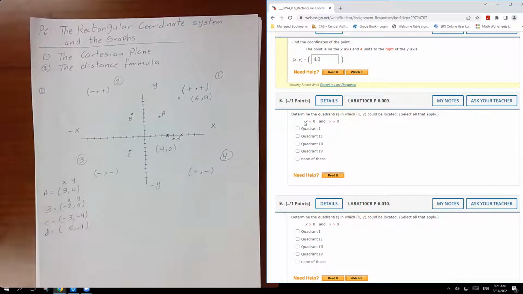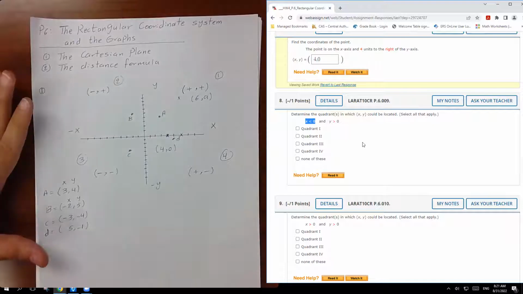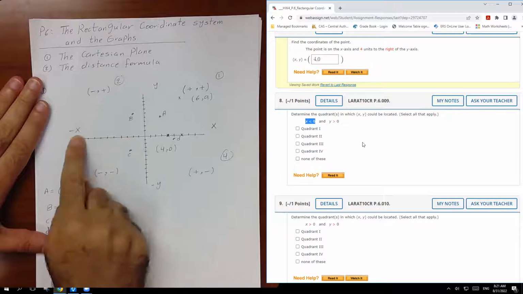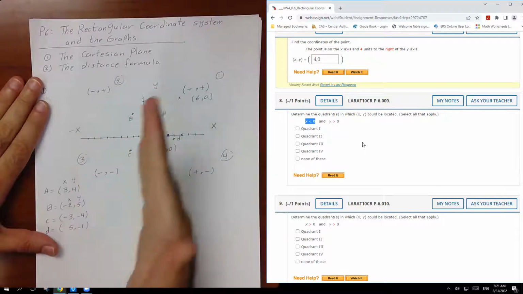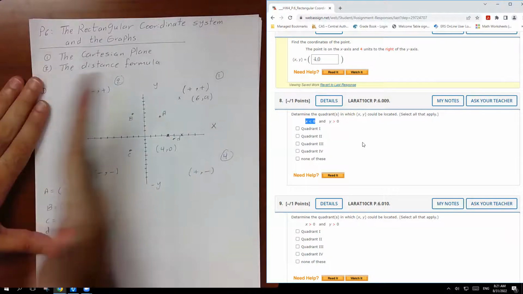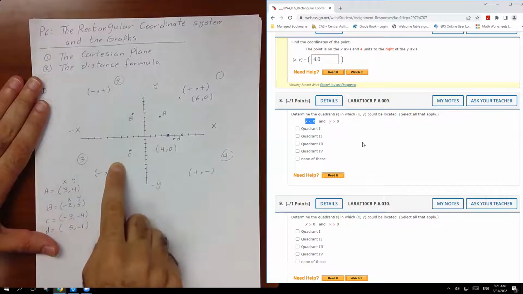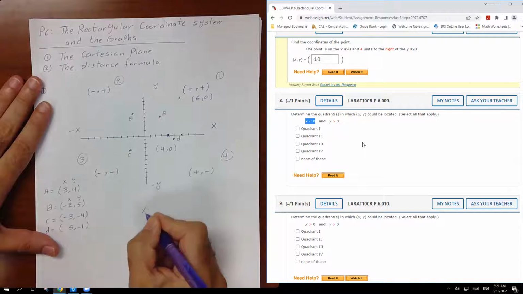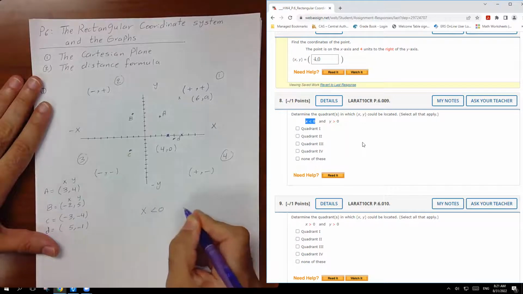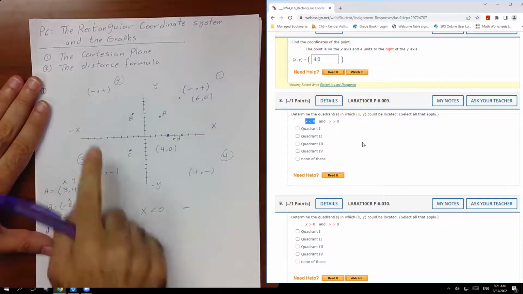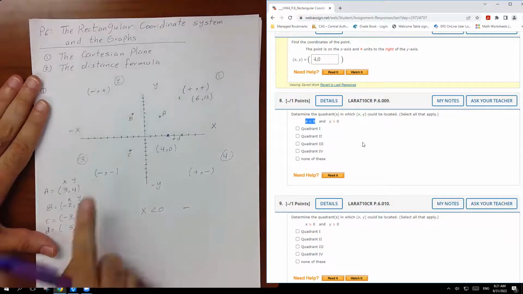They're telling you x is less than 0. That means x is a negative number. So if you look, where is the x negative number? Here is the x negative number. So that means the point is located on this side, on the left side. Could be this one or could be this one, because they're telling you x is less than 0. That means negative. So you see x is negative here, and here x is negative. So this one or this one.